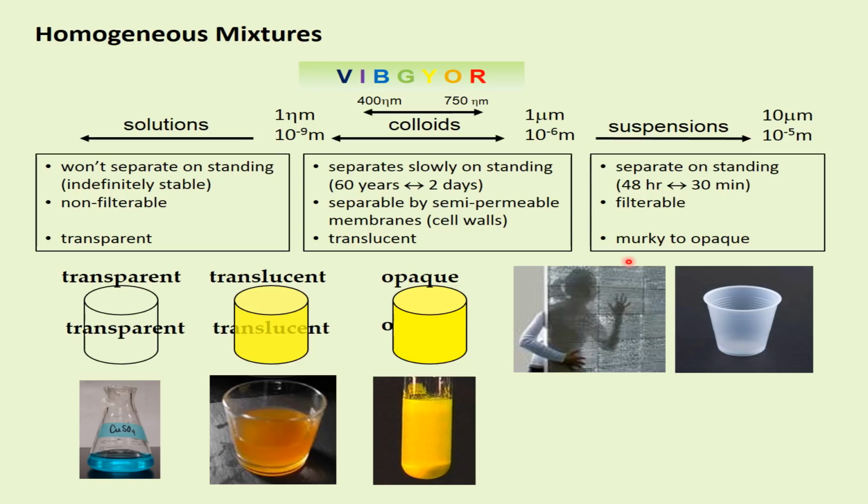This room divider is in fact translucent, so the image of this lady behind it is blurred or clouded or fogged. This polypropylene drinking glass is in fact translucent, so light will pass through it, but any object behind it, its image will be blurred.